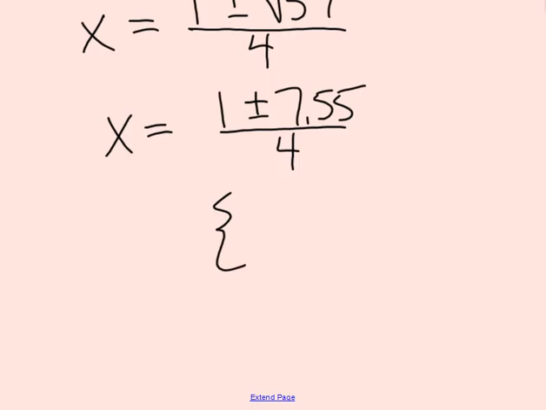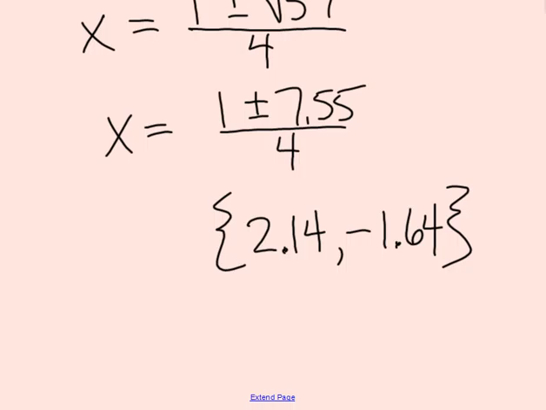Let's go ahead and work both of these out. We have 1 plus 7.55, which is 8.55, divided by 4, approximately 2.14. We also have 1 minus 7.55, and divide that by 4, or approximately negative 1.64. As always, check your work either by plugging them back in. Since we did round, you know it won't come out exact, but it should be awfully close. Or you could also graph to see if the roots appear to be around a positive 2 and somewhere between negative 1 and negative 2.